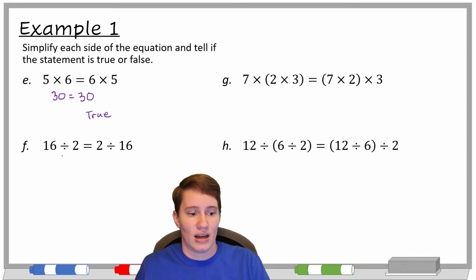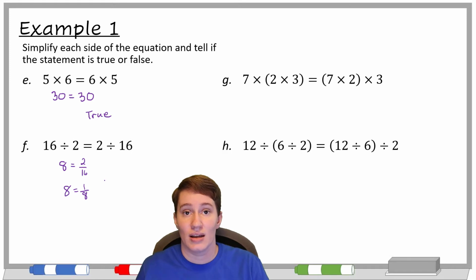Let's look at F down here for division. 16 divided by 2, well, that's something we can do. 2 divided by 16, though, doesn't divide evenly, although we can simplify it and get 1 over 8, and those are not the same thing. Yes, they both have 8s in them, but 8 and 1/8 are not the same answer at all. So that one's false. Look over here at the associative property.